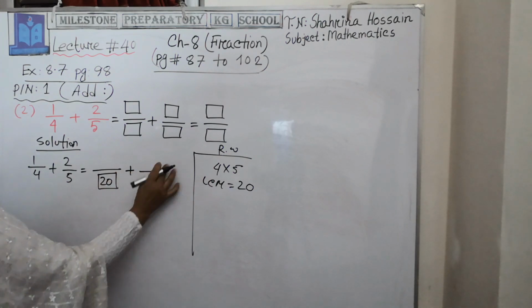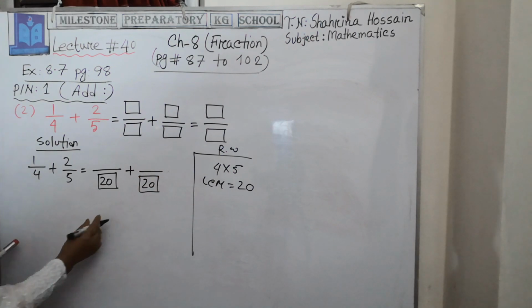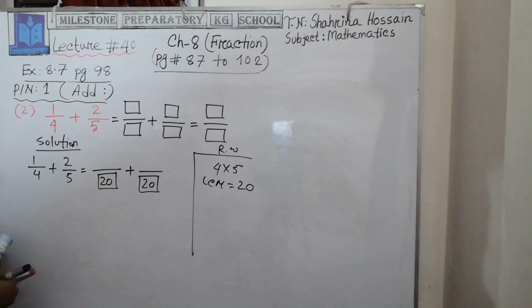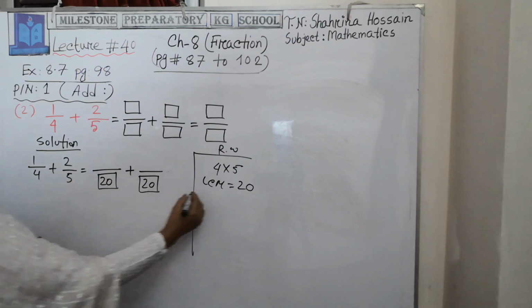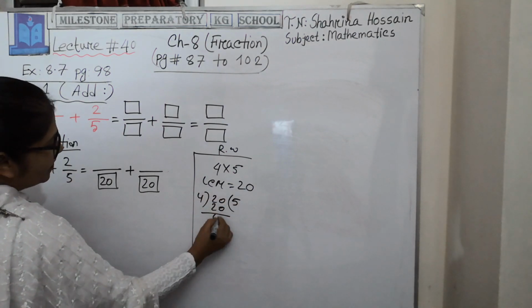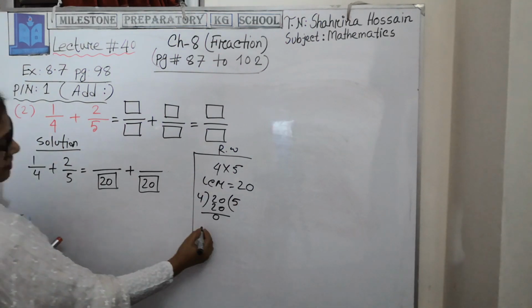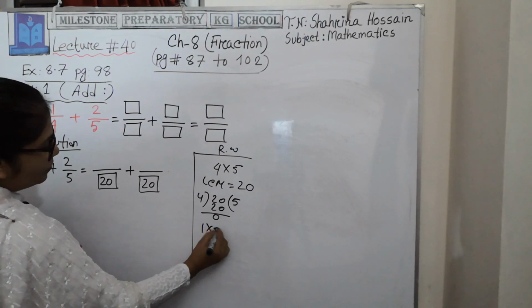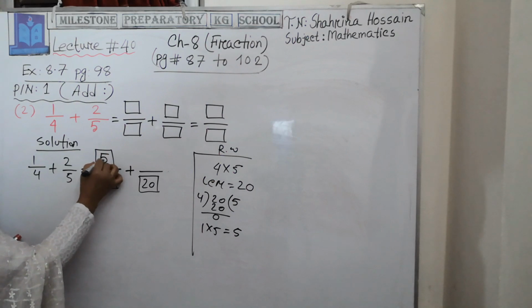So I'll put in both denominator positions, LCM is 20. Now how can we find the upper number? That means the numerator. Now we will do the sum calculation. LCM, at first we divide by 4. 20 divided by 4, 4 5s are 20. By this 5, now I will multiply by the numerator. 1 into 5, so 5. So my answer is here, I will put there 5.